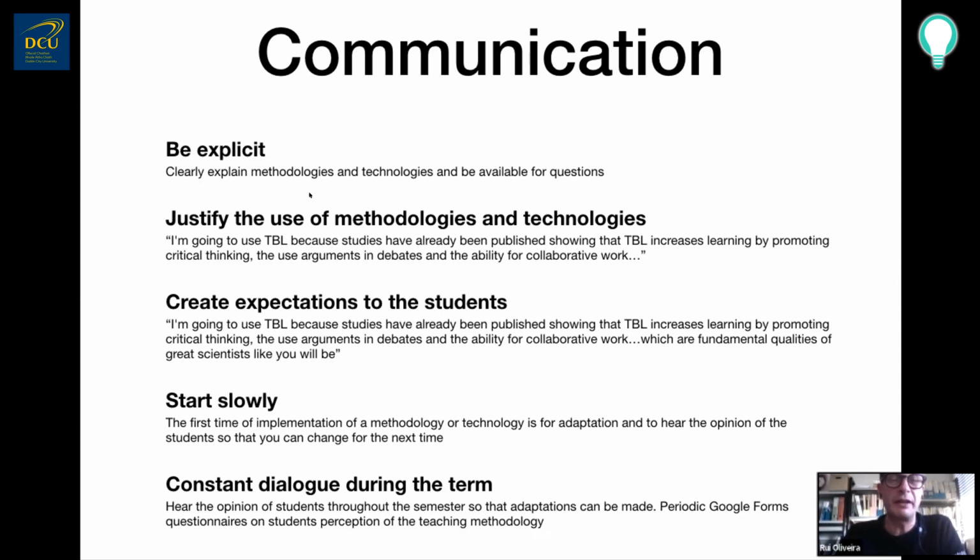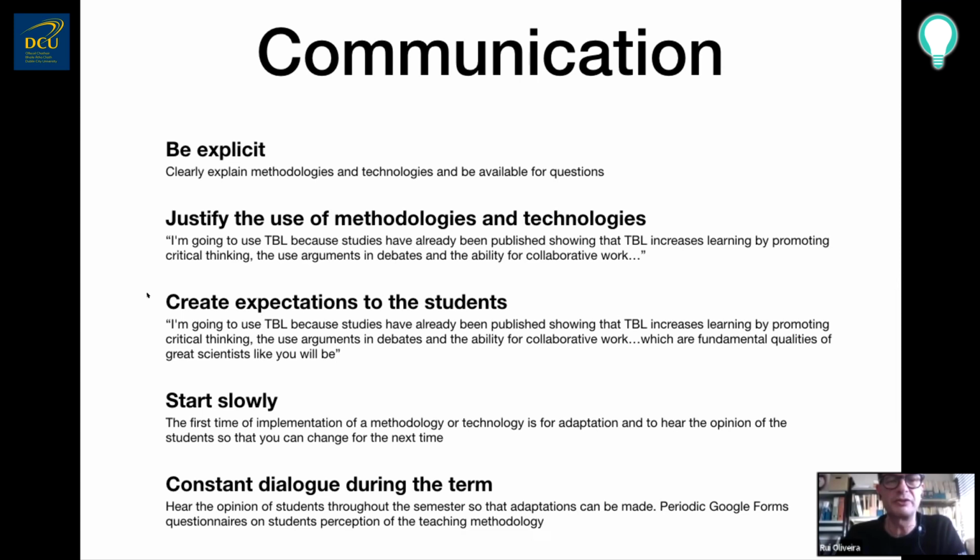I justified every methodology for the students, so they could feel that they were using each platform, each technology, with a purpose, for instance, for improvement of critical thinking, to improve the use of arguments in debates, or the ability in collaborative work, so they could feel that they were doing something for their own benefit. I created expectations. I think this is very important.